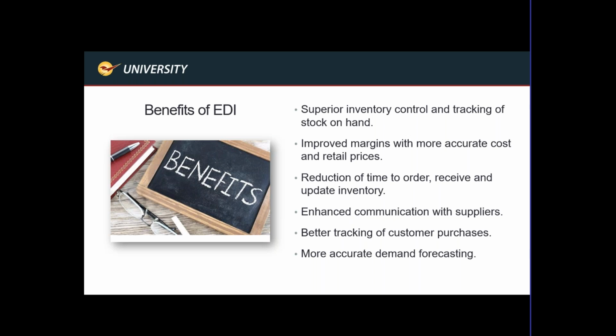Reduction of that time. So, you create the PO in Paladin, click a button, it goes to your supplier. You don't have to do it in both places or, on paper, anything like that. That enhanced communication, better tracking of customer purchases, so you know what your customers have purchased via supplier, things like that, as well as a more accurate demand forecasting.